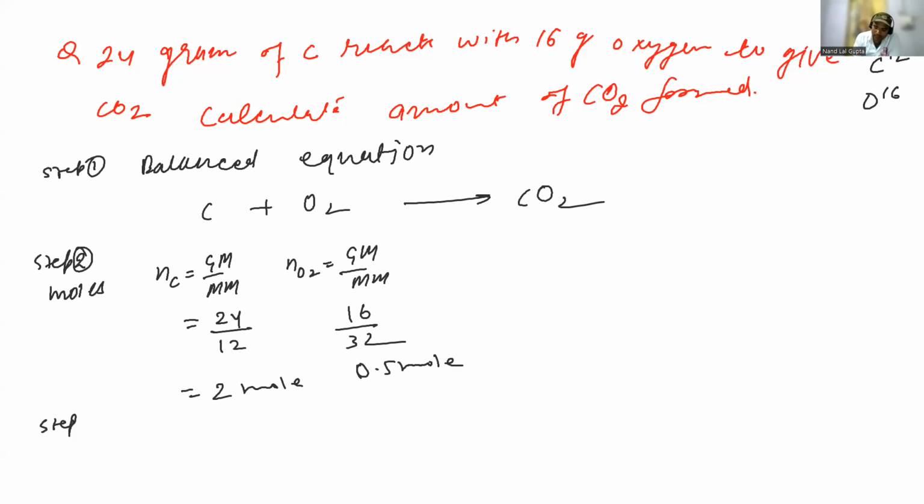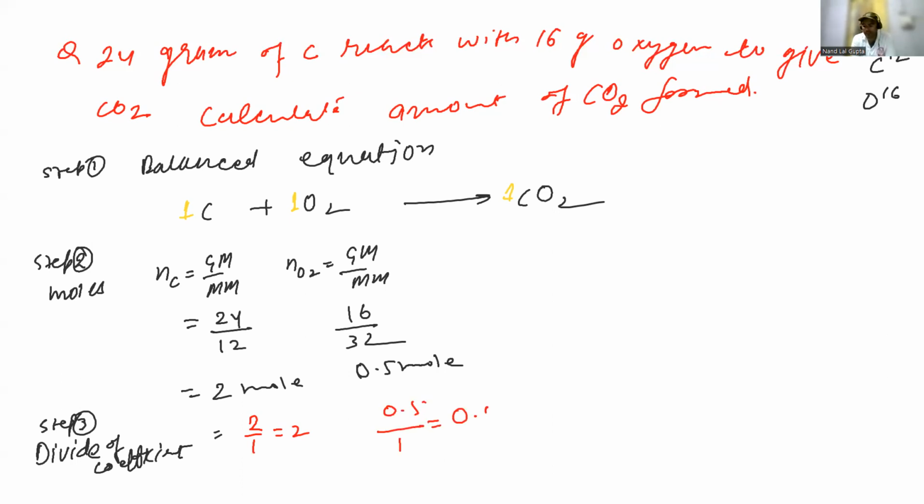Step number 3, ratio. What are we going to divide by? We are dividing by the coefficient. Both have coefficient, you can check. Here it is 1, here it is also 1, and here also 1. So what you need to do is divide by 1 only. 2 by 1 is going to be 2, and 0.5 by 1 is going to be 0.5.